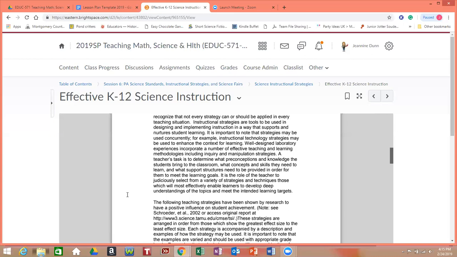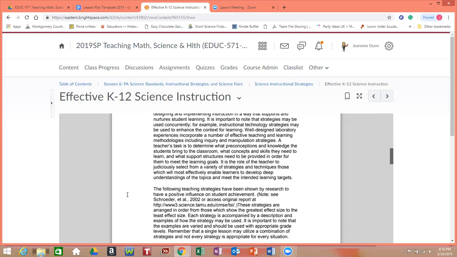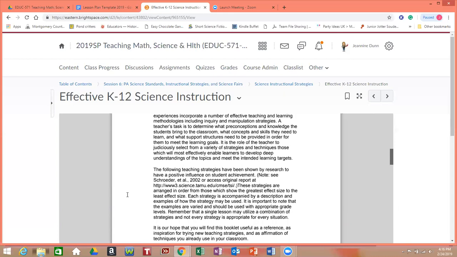A teacher's task is to determine what preconceptions and knowledge the students bring to the classroom, what concepts and skills they need to learn, and what support structures need to be provided in order for them to meet the learning goals. It is the role of the teacher to judiciously select from a variety of strategies and techniques those which will most effectively enable learners to develop deep understandings of the topics and meet the intended learning targets.